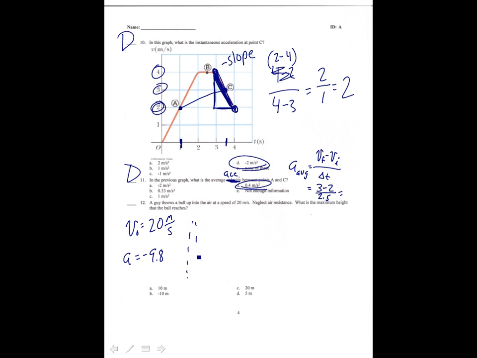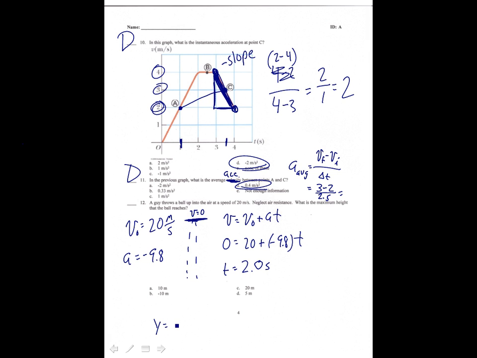If it goes up and comes back down, we know that the velocity up here is equal to 0. So we say v is equal to v0 plus at. 0 is equal to 20 plus minus 9.8 times t. So t works out to be 2 seconds. Alright, so we want to know what is the height when the time is 2 seconds. The time is at 2 seconds right up here.